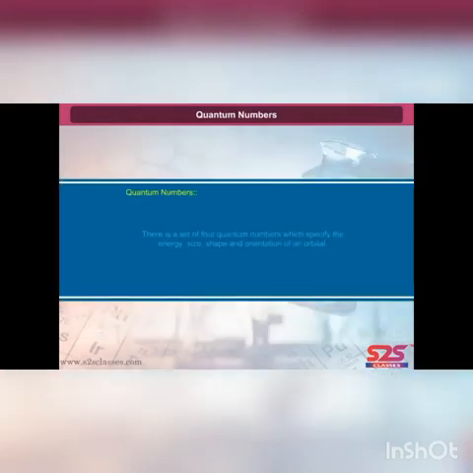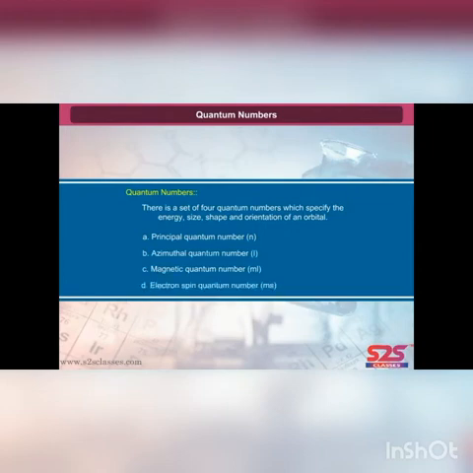Quantum numbers. There is a set of 4 quantum numbers which specify the energy, size, shape and orientation of an orbital. A. These are principal quantum number n. B. Azimuthal quantum number l. C. Magnetic quantum number ml. D. Electron spin quantum number ms.